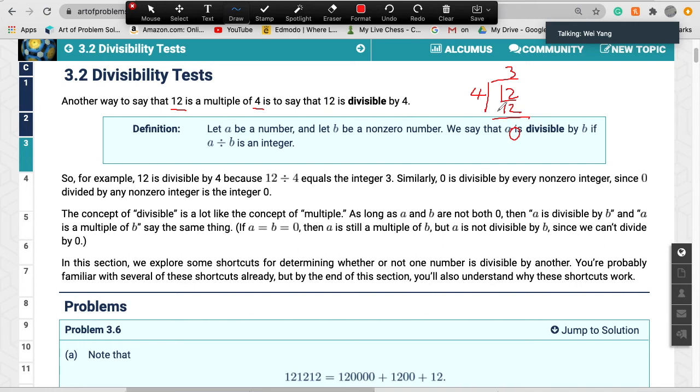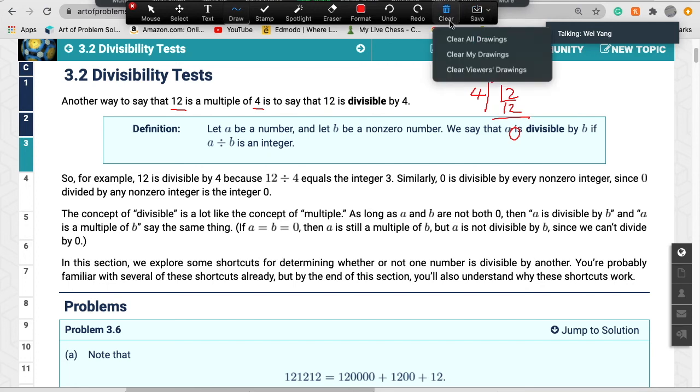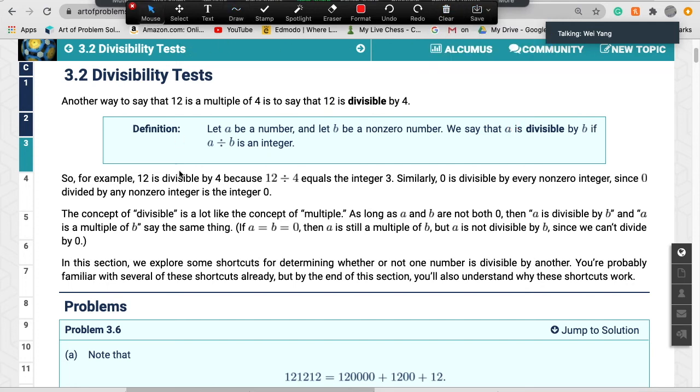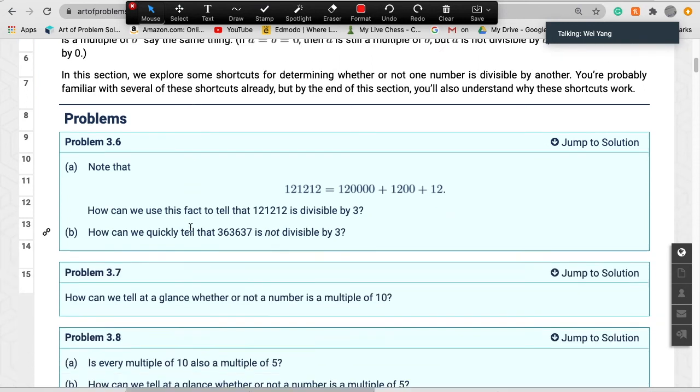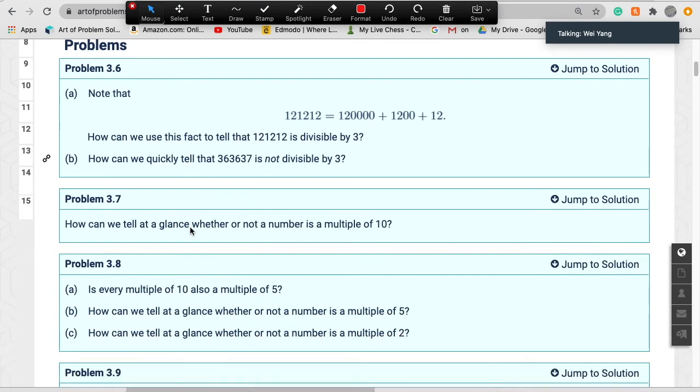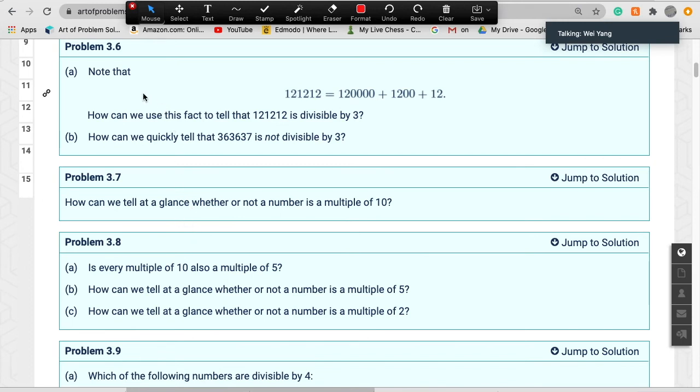Okay? Then now let's go to this example. Suppose example problem 3.6. In this problem, note that 121,212 equals 120,000 plus 1,200 plus 12. Yeah, you can write this number as the sum of these three numbers. Say, how can we use this fact to tell that this number is divisible by 3?